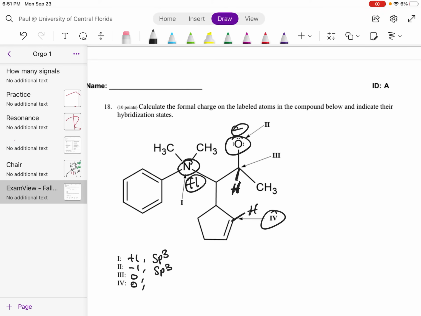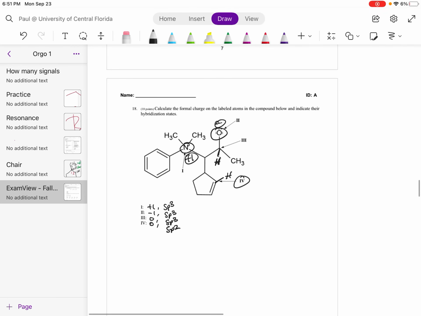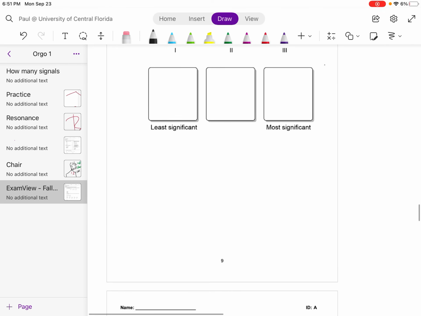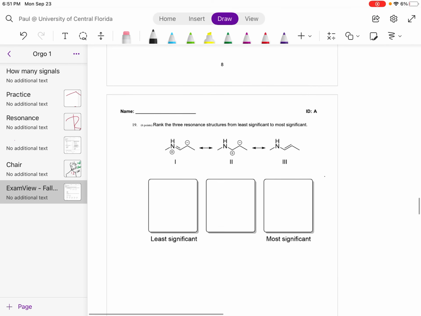And then carbon 3, that's sp3 and sp2. And is this, nope, 2 more. Okay, almost done.